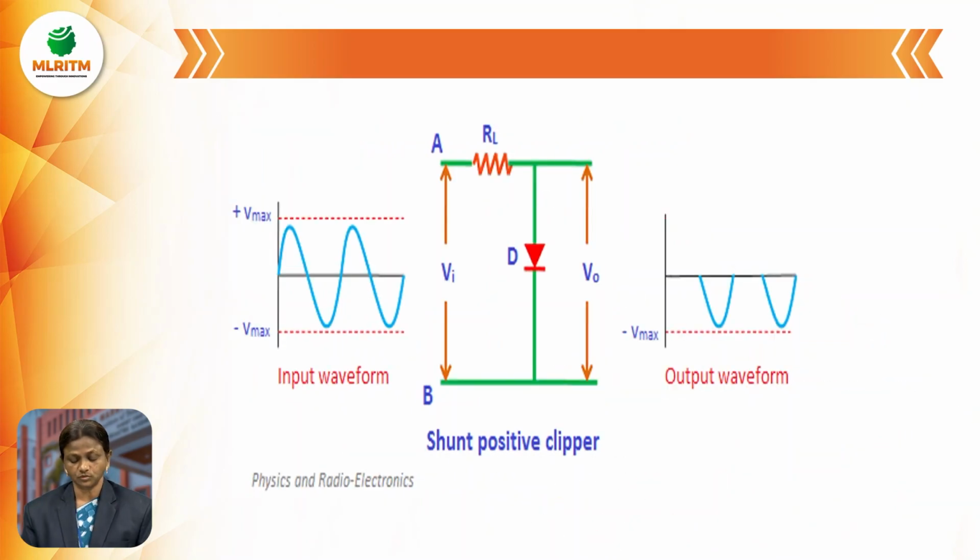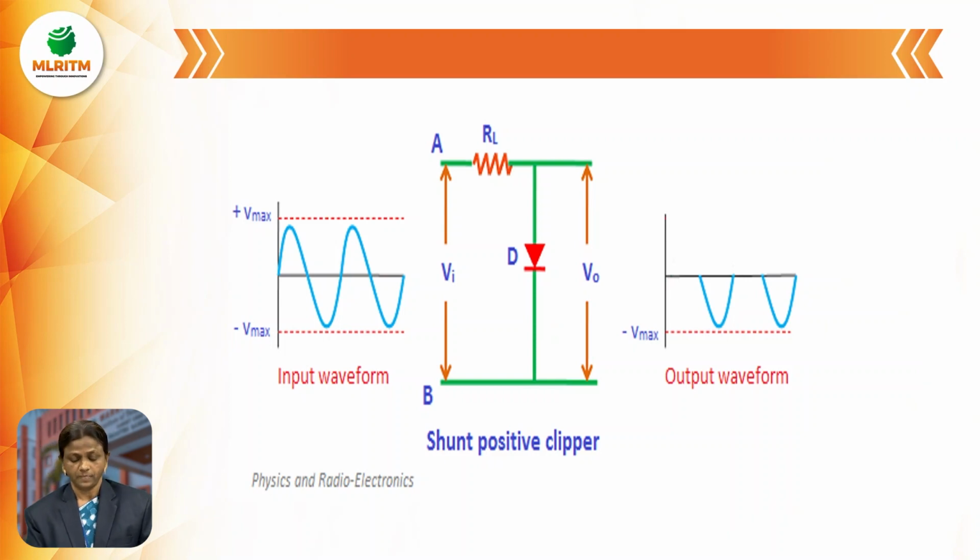Next one, shunt positive clipper. What is meant by shunt positive clipper? In the previous condition, diode D is connected in series. In this one, diode D is connected in parallel, that is, shunt. Shunt positive clipper or parallel positive clipper. In the previous condition, diode D was connected in series, but in this condition, diode D is connected in parallel.